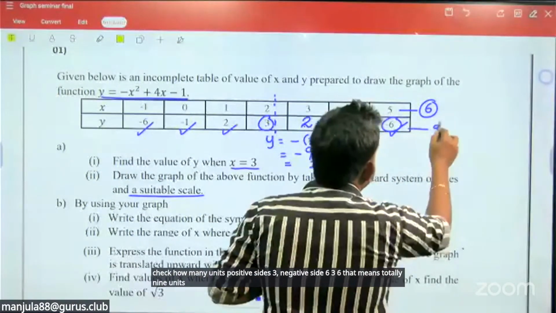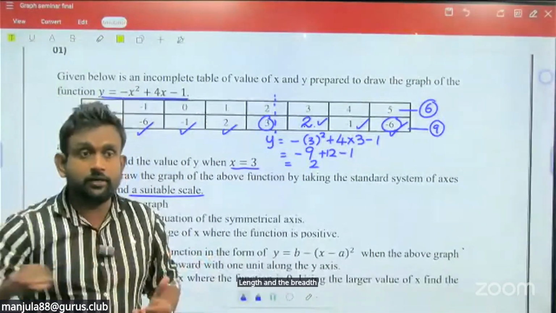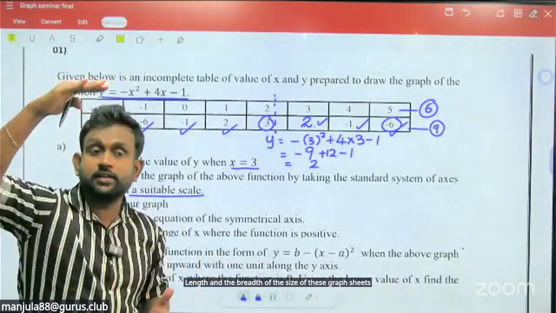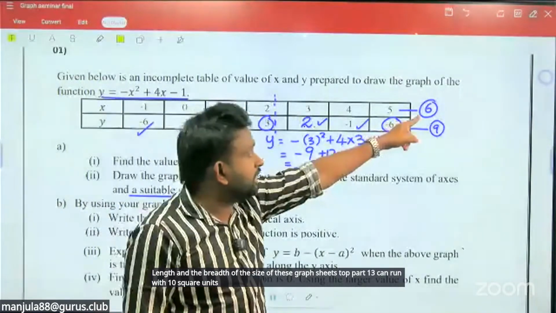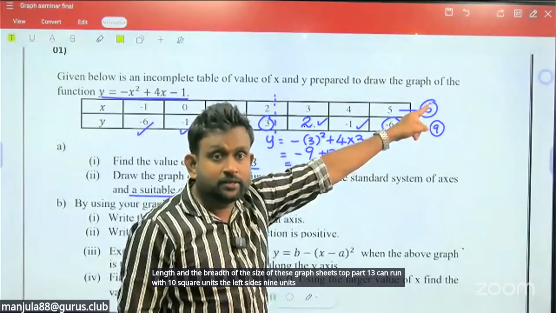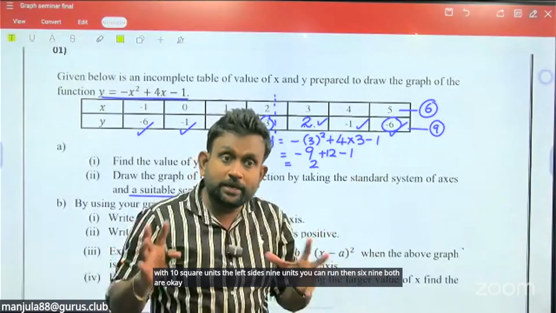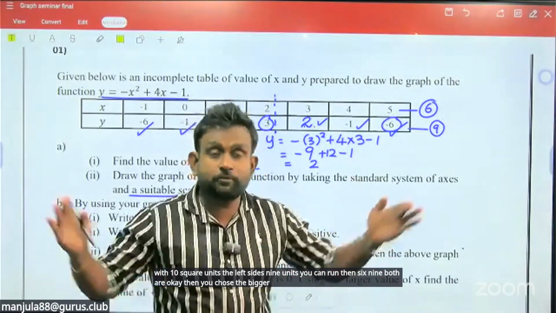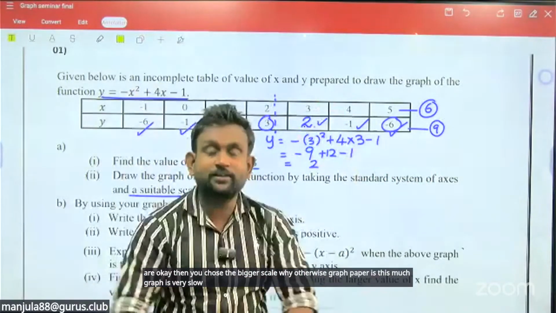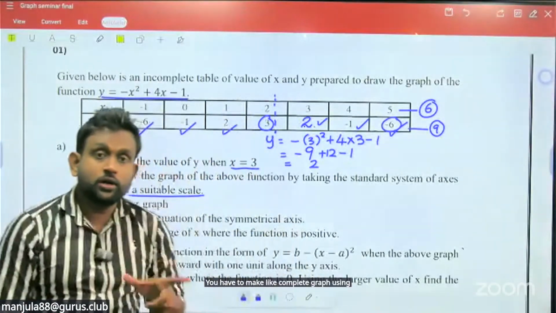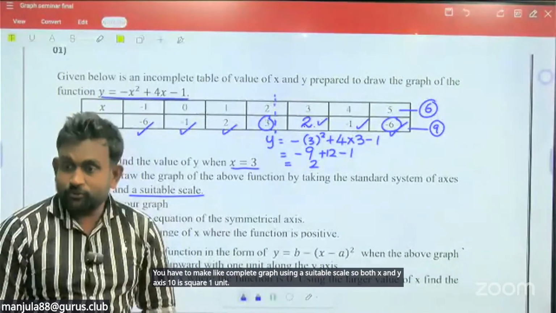So totally 9 units. Now you know the length and the breadth of the graph sheet. On the top part, 13 can run with 10 small squares per unit. On the left side, 9 units you can run. Then 6 and 9 are both okay. Then you choose the bigger scale. Why? Otherwise the graph paper is this much and the graph is very small. So you have to make a complete graph using a suitable scale. So on both x and y axes, 10 small squares for 1 unit. Understood how to decide it?